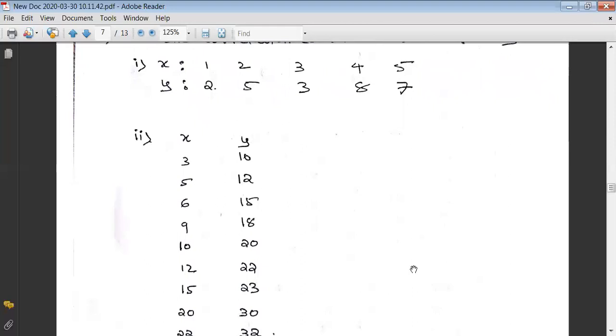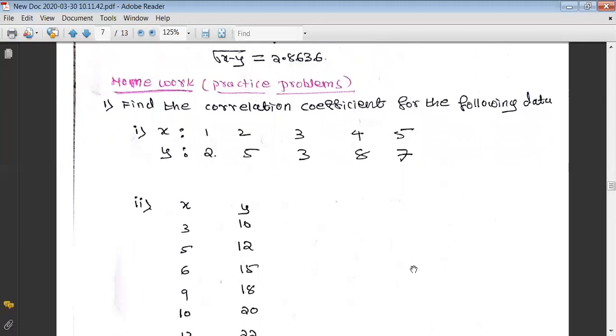Try those and try to become confident with these two practice problems.